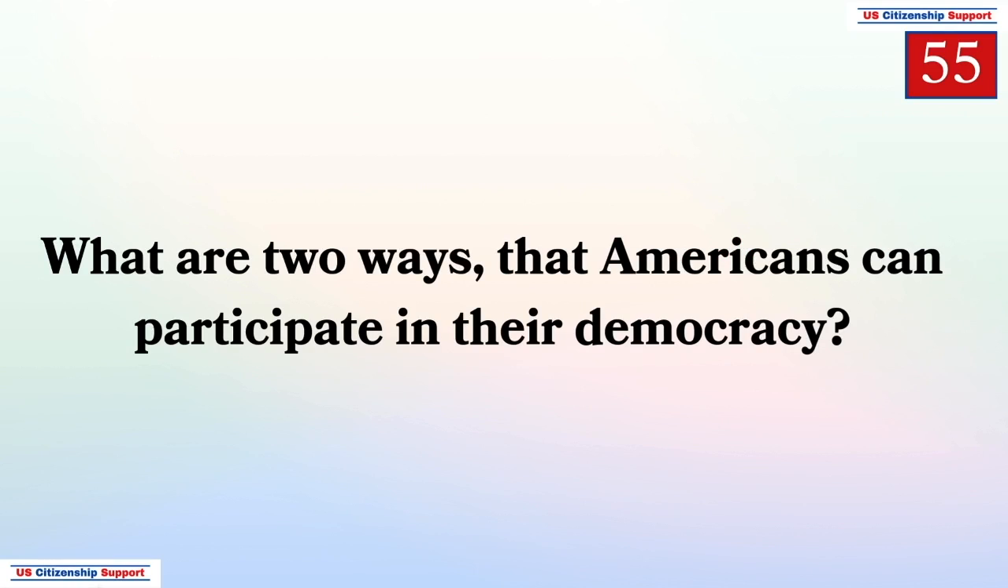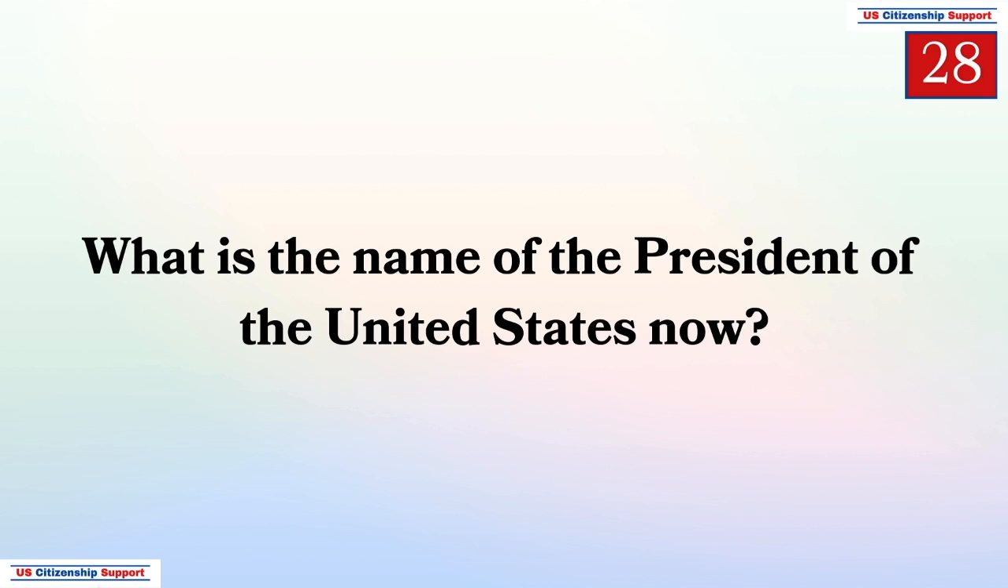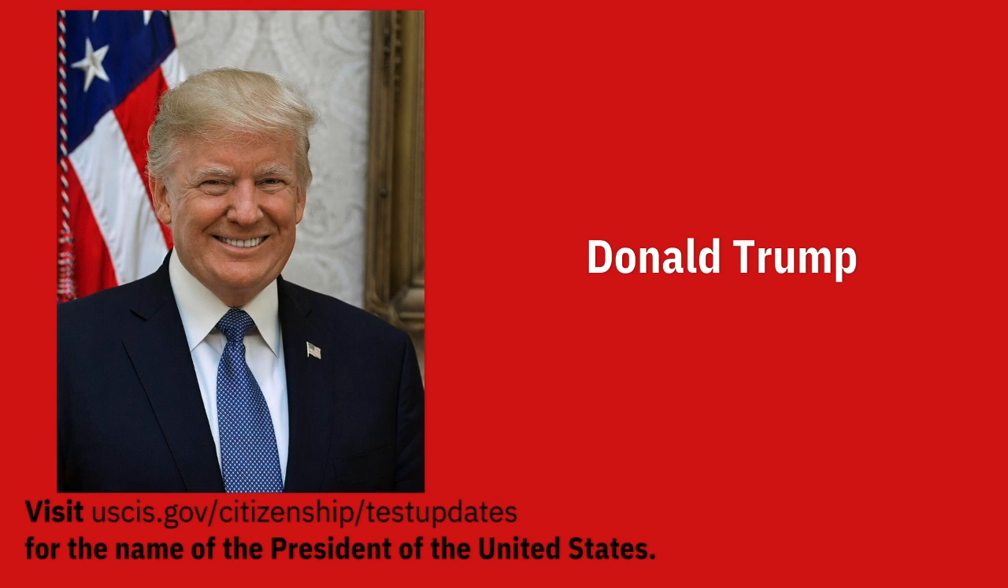What are two ways that Americans can participate in their democracy? Vote. Join a political party. What is the name of the President of the United States now? Donald Trump.